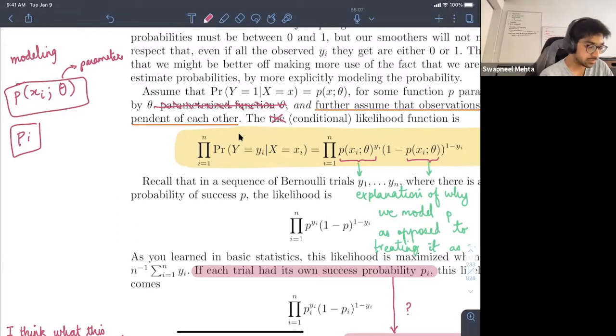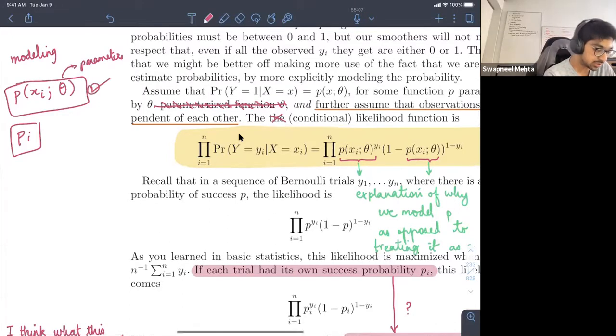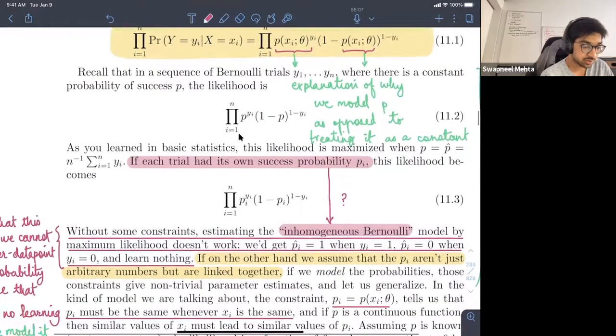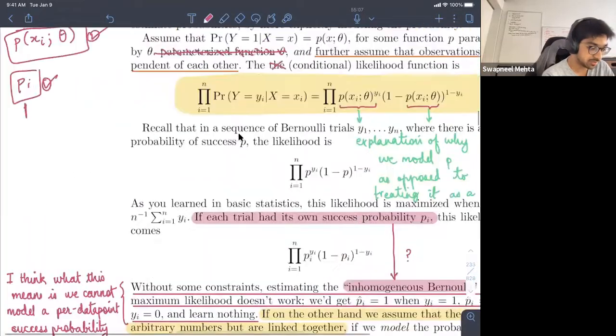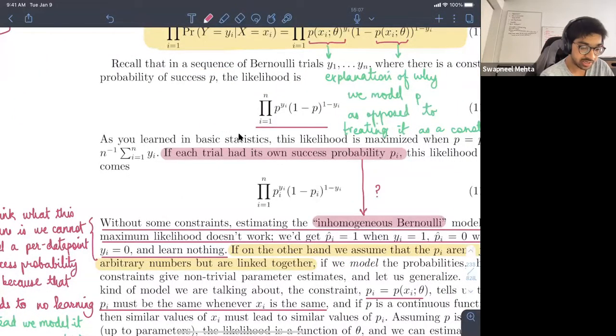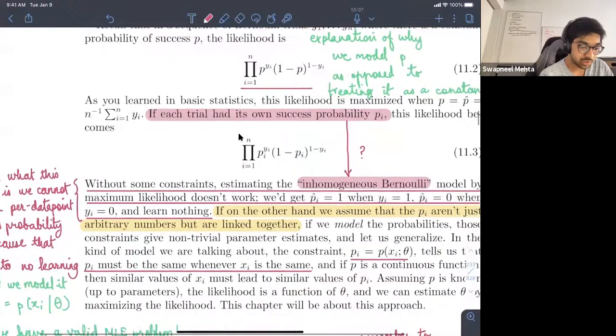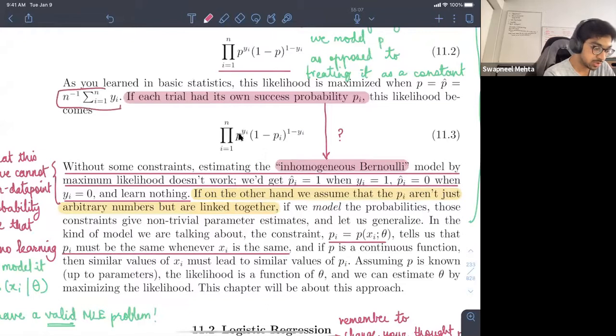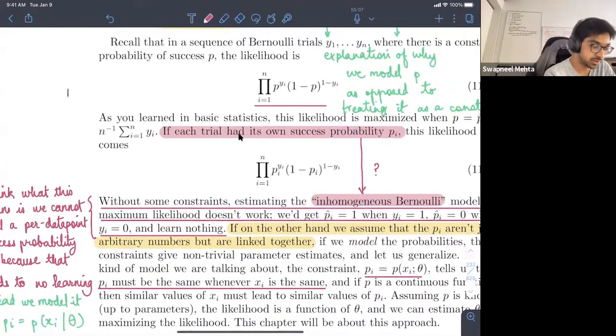As opposed to just taking this value, this would be called making a model for the probability. So he says we are better off doing this than this, and he motivates that by saying, okay, recall that in a sequence of Bernoulli trials, there is a constant probability of success p. So now he's just taking p. You obtain this sort of model for likelihood. And you know that this model is maximized when p is equal to the observed proportion. So in a coin flip, if you observe 55 heads, then you take the probability of heads as 0.55.